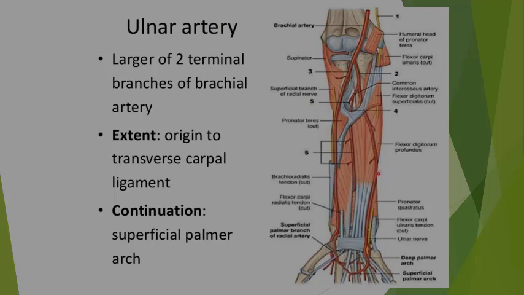The ulnar artery and the radial artery lie side by side parallel to each other. So this is the ulnar, this is the radial. Okay. So the larger of the two terminal branches of brachial artery. Origin to transverse carpal ligament. So this is a ligament, and it continues to become the palmar arch, superficial palmar arch. So this is the radial, this is the ulnar. Both of them continue together to become a palmar arch artery.